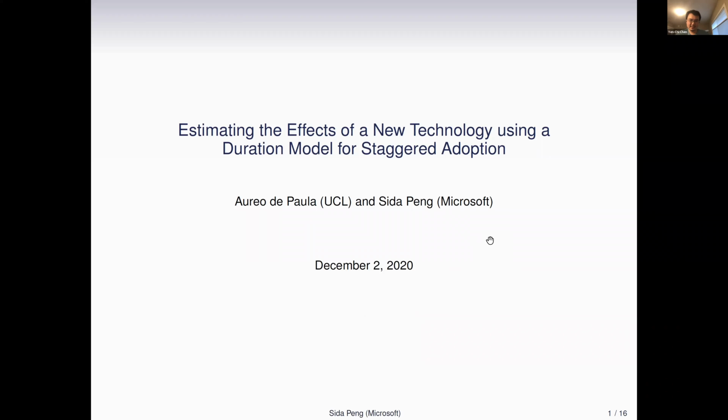Welcome everyone. So it's my great pleasure to welcome our today's speaker, Sida Peng from Microsoft Research. Sida got his PhD from Cornell in 2017, and he worked on a lot of cool problems in econometrics and industrial organizations. He's currently a senior research economist in the Office of Chief Economist at Microsoft Research.